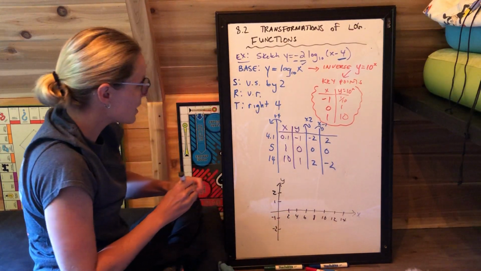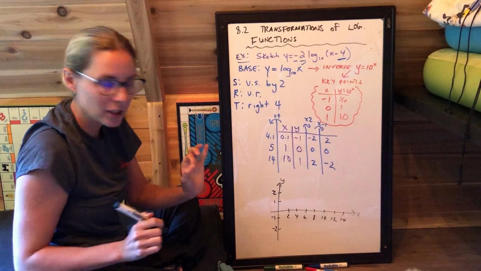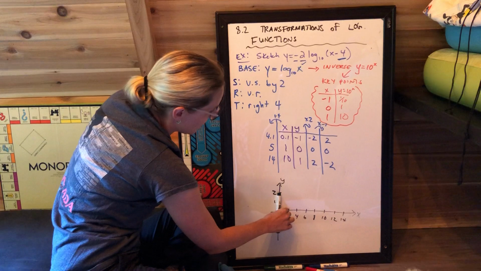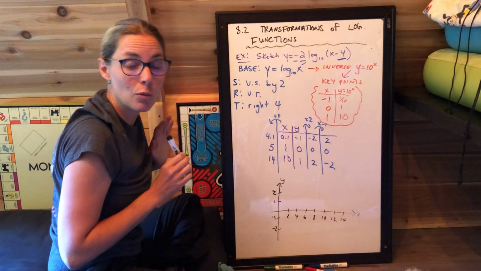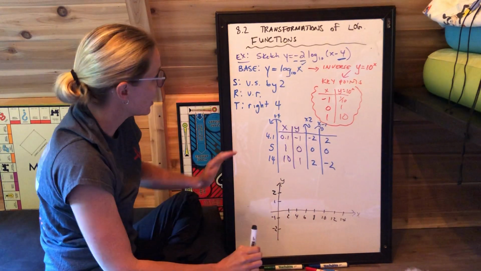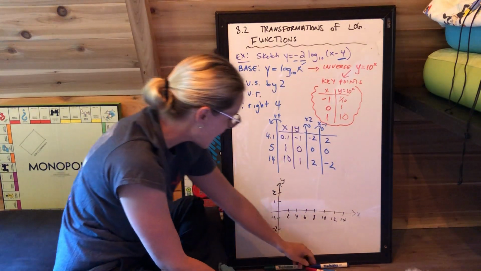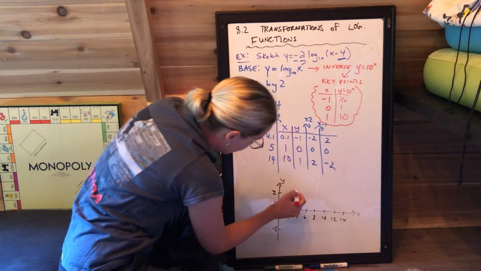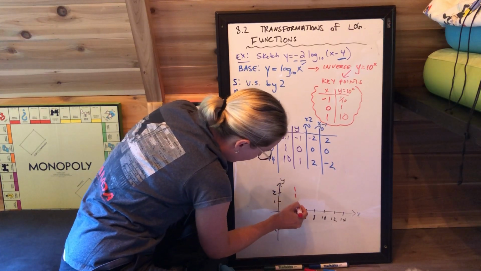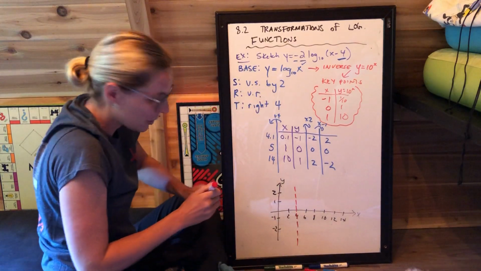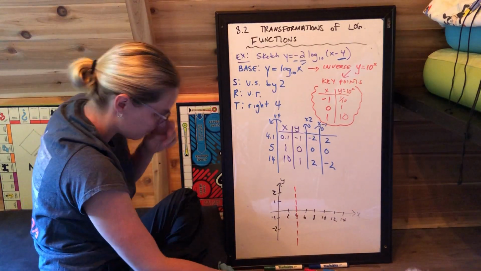Now, some important points. I said originally on a logarithmic graph, the asymptote will be on the y-axis, x equals 0, unless we have a horizontal translation left or right. We translated right 4 units. That means the asymptote is also going to translate right 4 units. So before I even graph, I'm going to go ahead and put that asymptote there. I know it's going to be there.